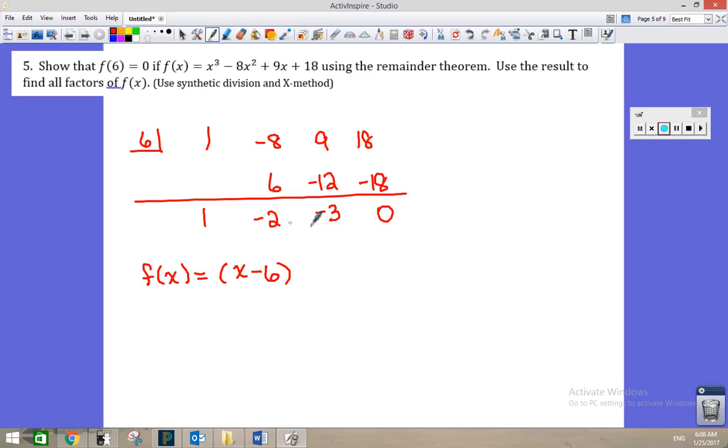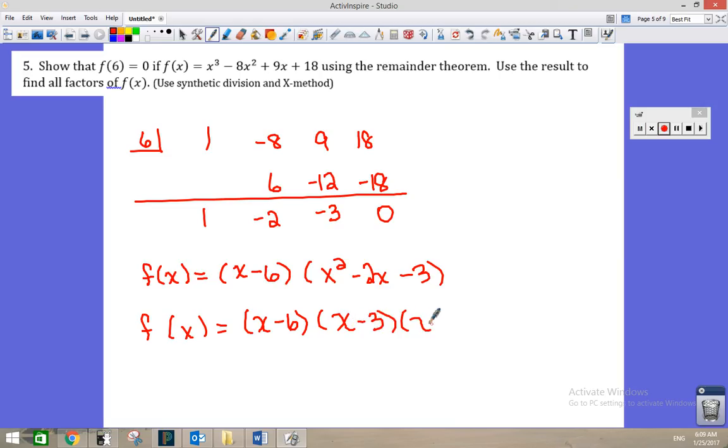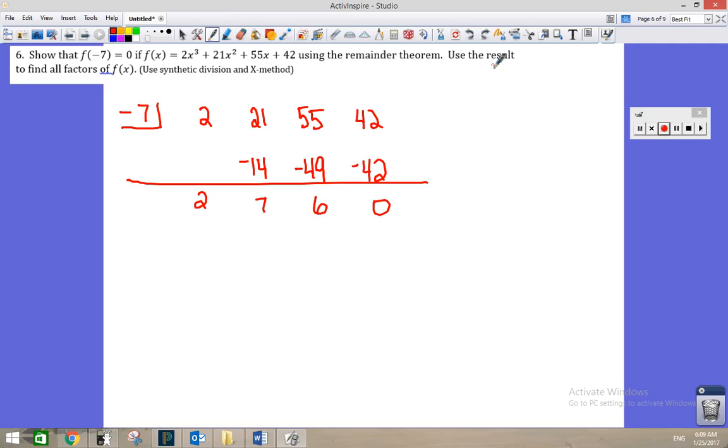And now, using my result from synthetic division, I have x squared minus 2x minus 3. And this time I can factor that. x minus 6, x minus 3, x plus 1. And now I have factored that completely just using this remainder theorem and factor theorem. All right, so here's where I noticed when I looked up and said that I used the results to find all the factors, and I recognized that I hadn't read the directions, so sorry about that.